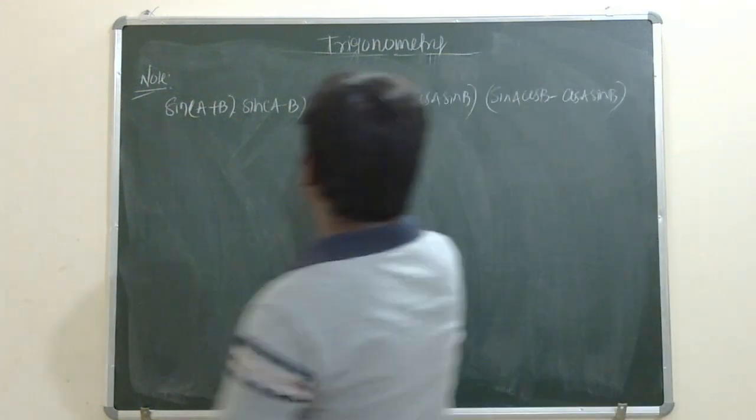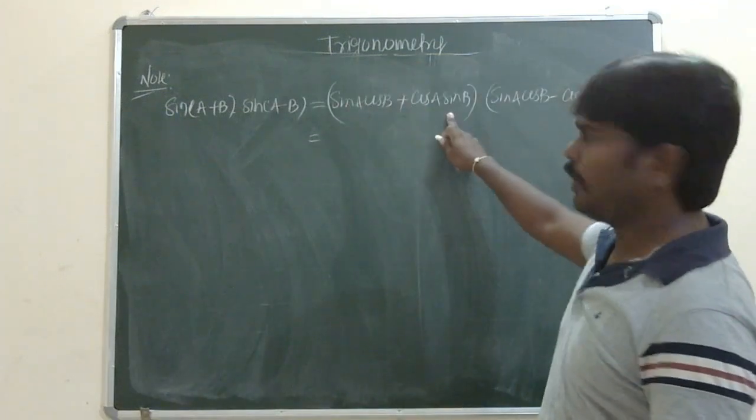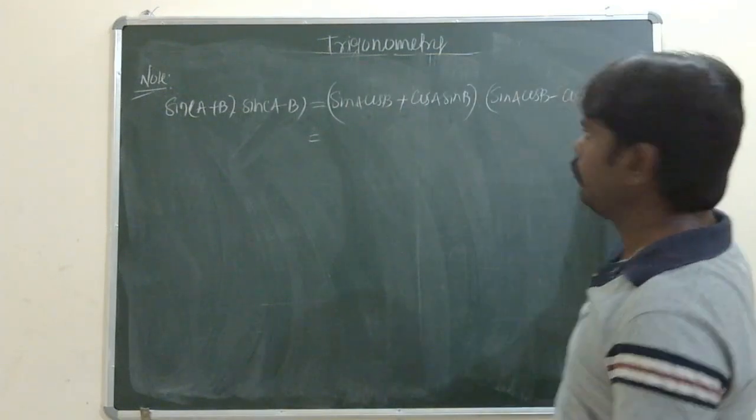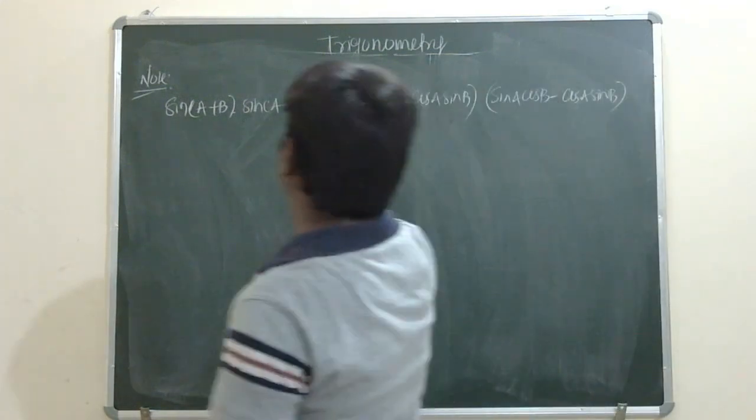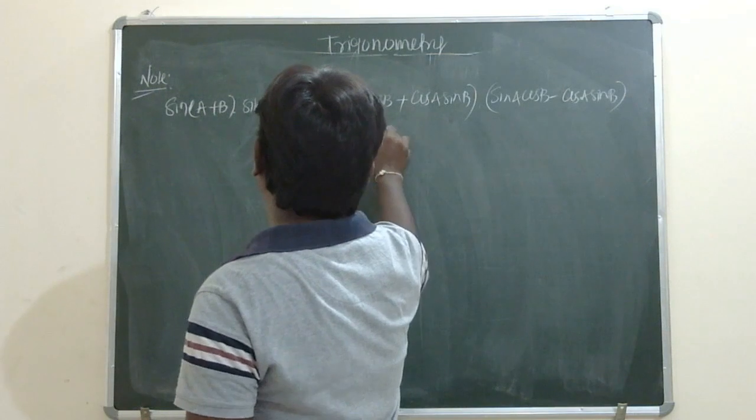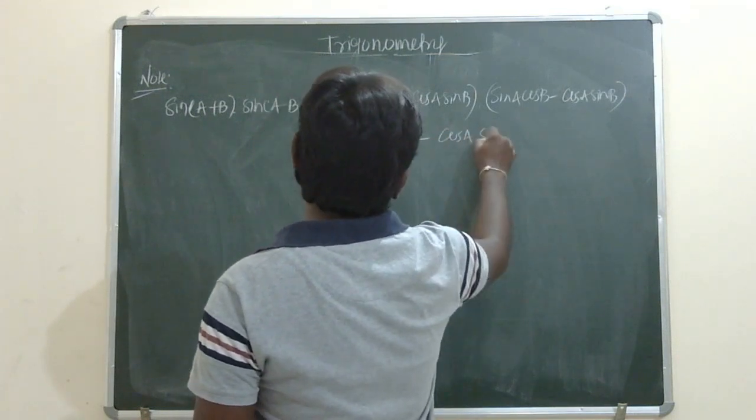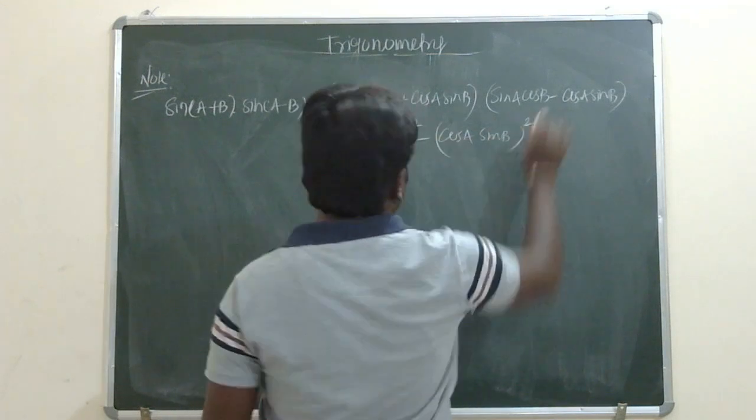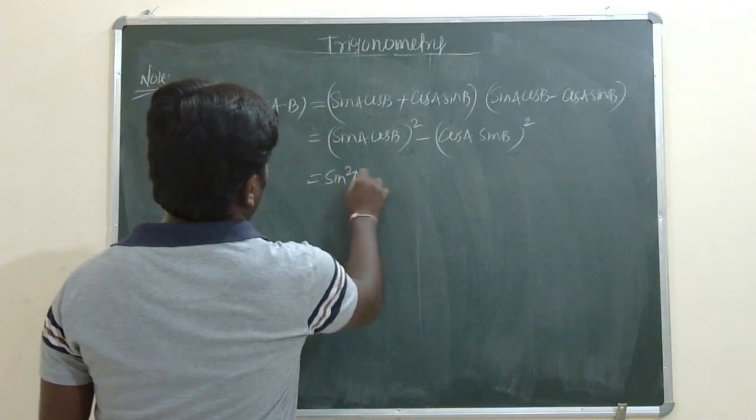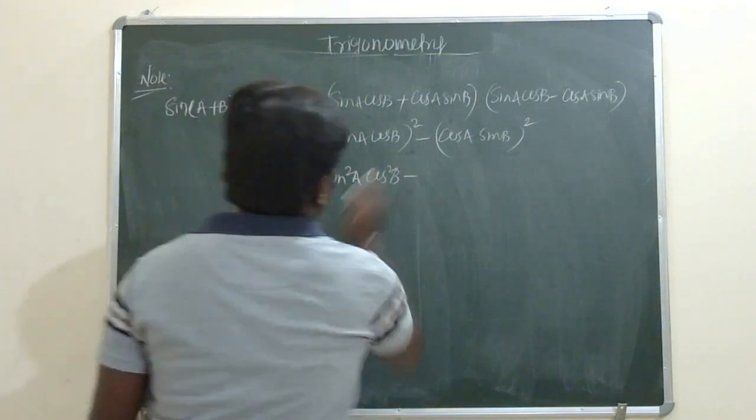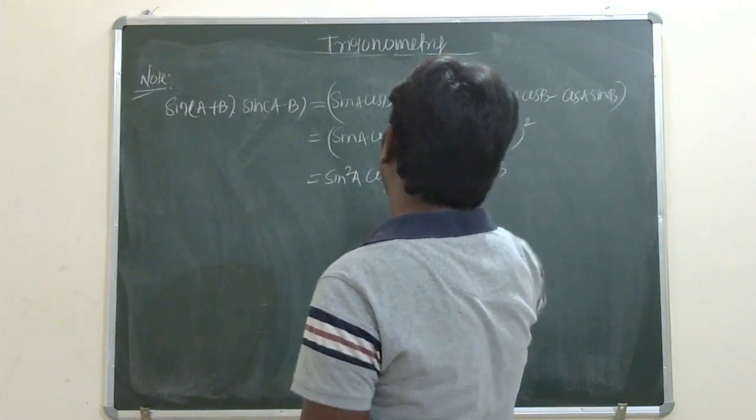So now just multiply here. What we will get is in the form of (A plus B) into (A minus B). (A plus B) into (A minus B) means A square minus B square. So here (sin A cos B) whole square minus (cos A sin B) whole square. That means sin square A cos square B minus cos square A sin square B.